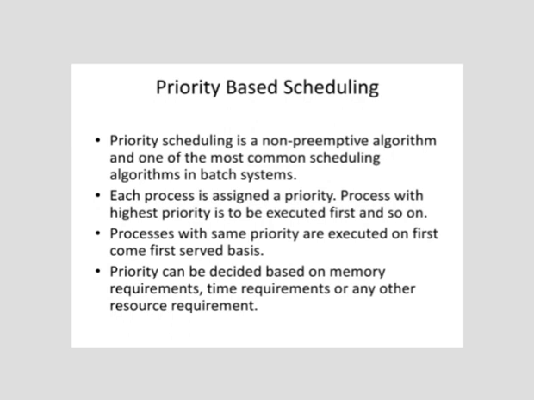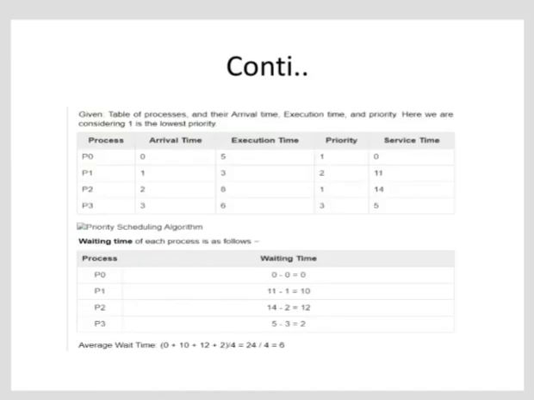after every time slab. So it is often necessary to group processes into priority classes. The round robin scheduling is used within each priority class. So this diagram shows the table of processes, their arrival time, execution time and the priority. Here we are considering 1 as the lowest priority. So 3 will be the highest priority.